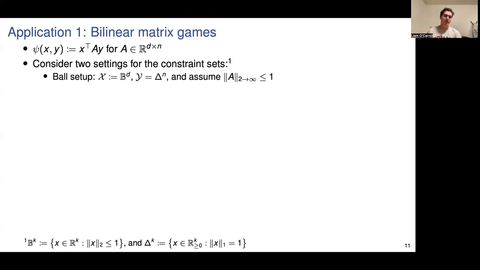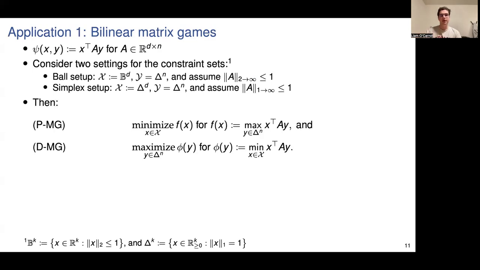And we're going to make a standard appropriate normalizing assumption on the matrix A. And in the simplex setup, both of the constraint sets are the probability simplex, and we again make the standard natural normalizing assumption on the matrix A. Then these are the primal and dual optimization problems for this particular application.